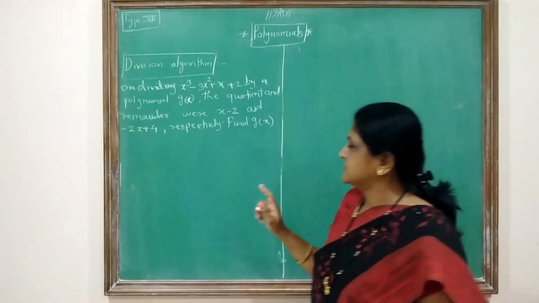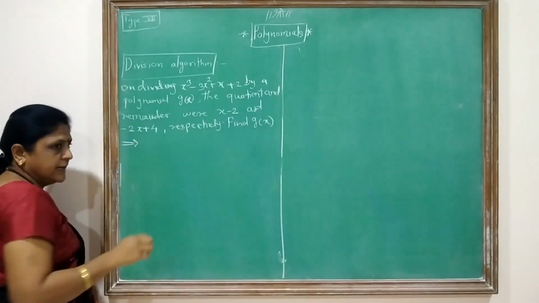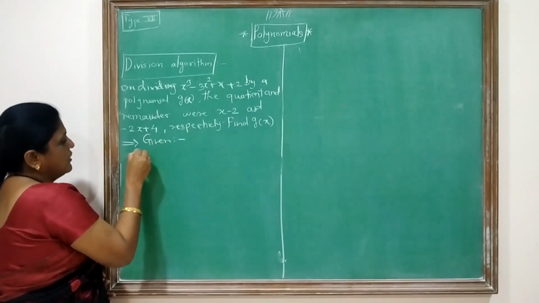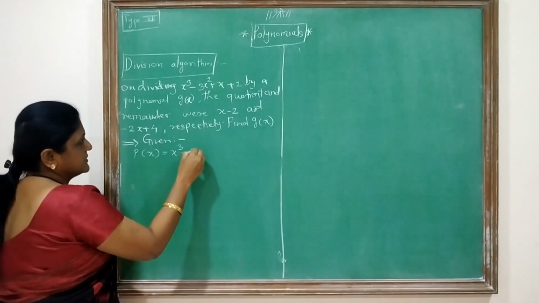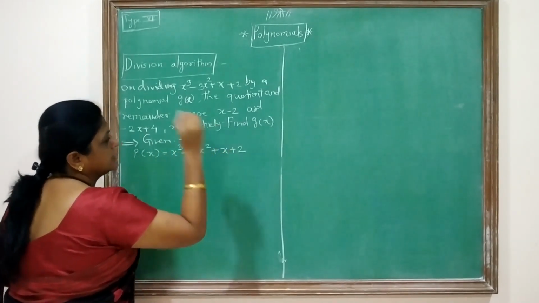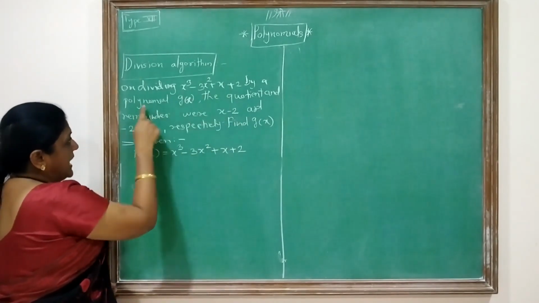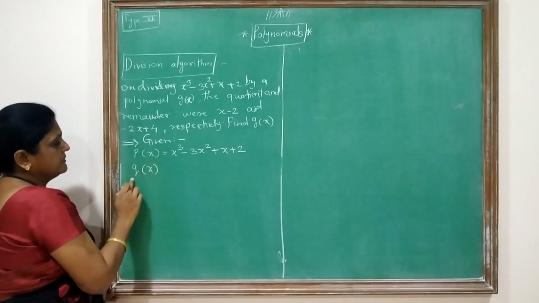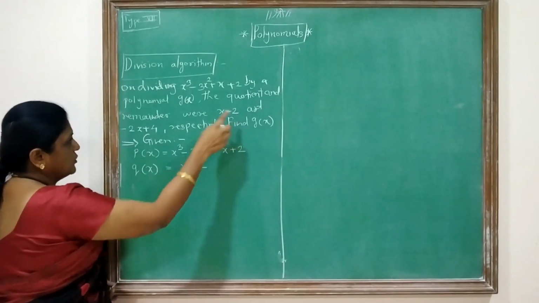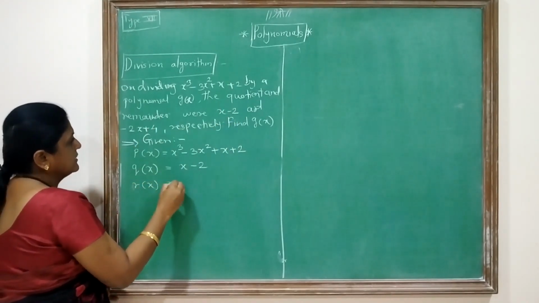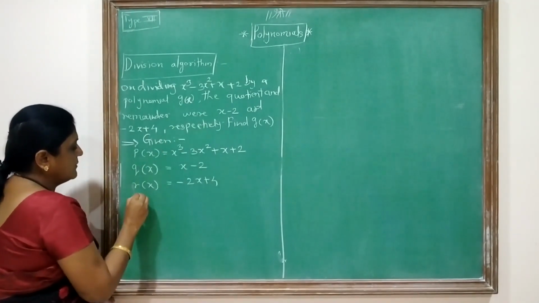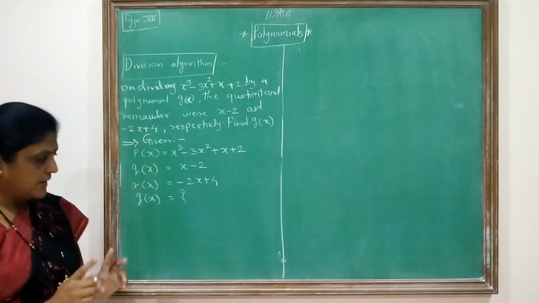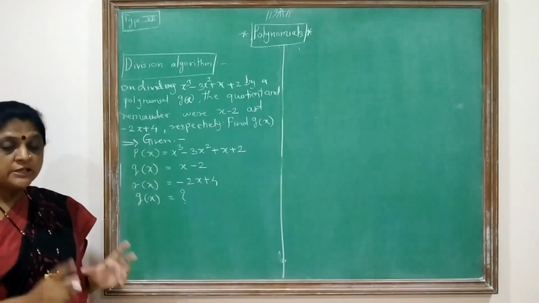First you will write the given conditions. P of x equal to x cube minus 3x square plus x plus 2. Here, by polynomial g of x, the quotient and the remainder mean q of x equal to x minus 2 and r of x equal to minus 2x plus 4, and g of x equal to question mark.